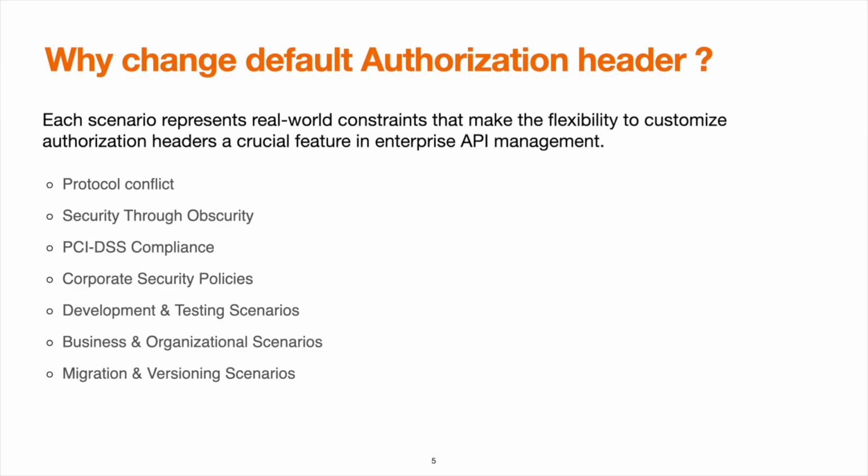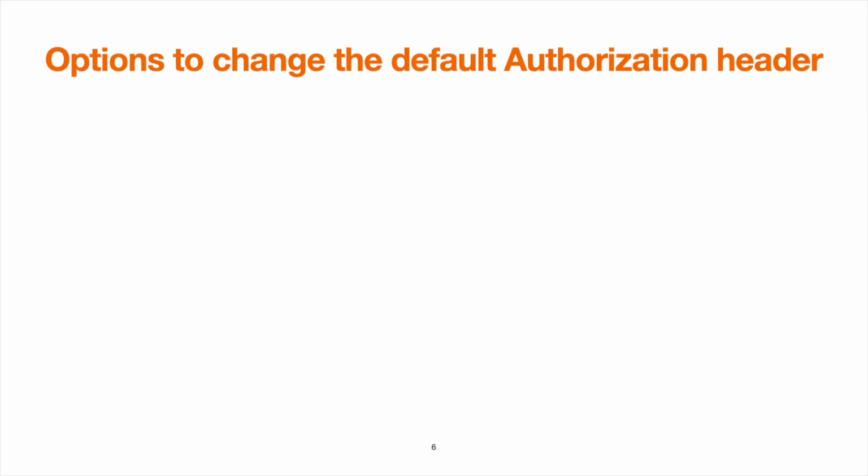Migration and versioning scenarios: changing the default authorization header is essential for legacy system integration, multi-gateway environments, security policies, protocol-specific needs, and managing gradual authentication migrations or API versioning without causing breaking changes for existing clients. It provides crucial flexibility for enterprise architectures.